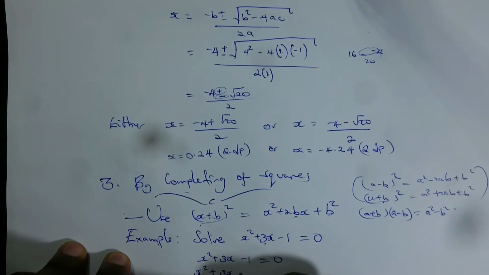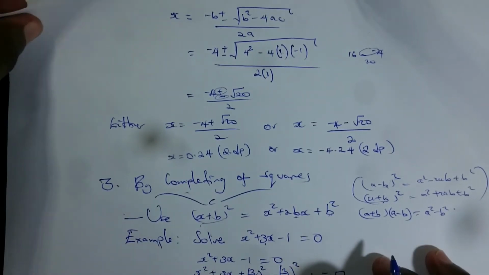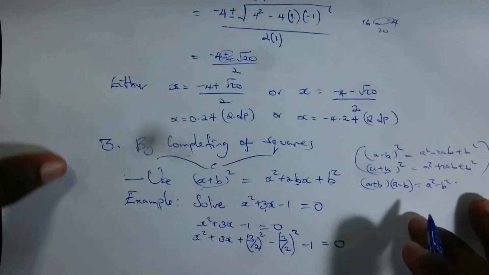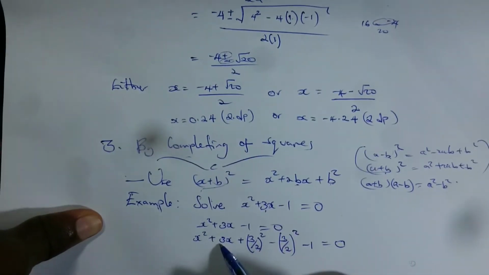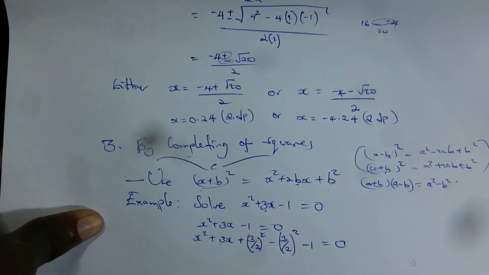Maybe we can add half of this. Half of 3 is 3 over 2. Then we square it. Then we remove it away, so that it appears like we have not caused any change to that quadratic equation. So we have added half the coefficient and squared it. Then we removed it, so it could cancel to go back to 0, and we'd have the same equation we had before.